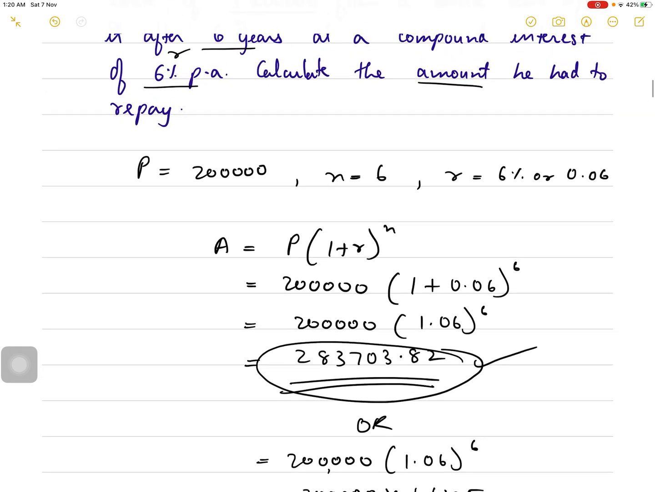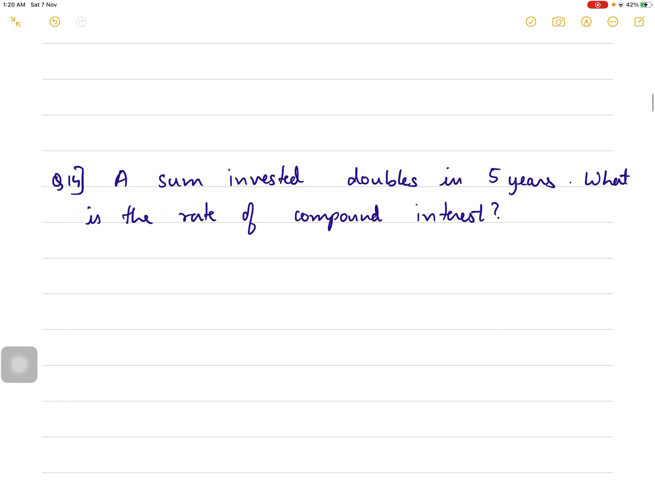Okay. Now let's see the next question. A sum invested doubles in 5 years. What is the rate of compound interest? You are supposed to find R. What is given? The period is given, that is n is equal to 5.